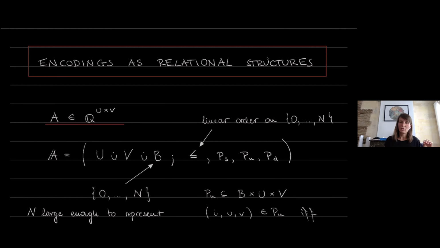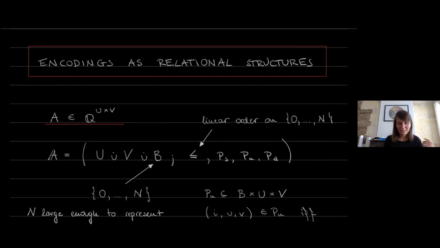One more thing. When we are thinking about a natural way of encoding an input as a relational structure, the size of this relational structure would be the same as the natural encoding that you think of if you want to encode it as input for a Turing machine. So they are close to one another.